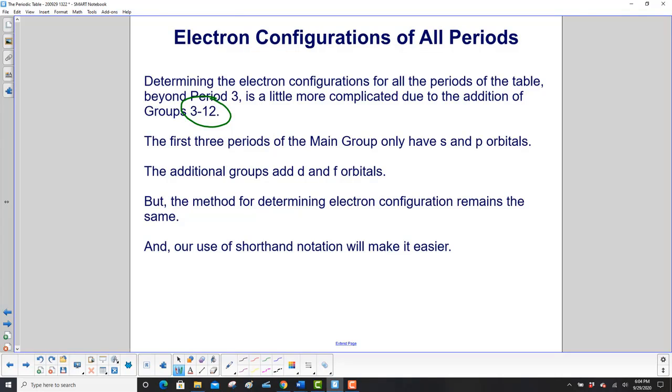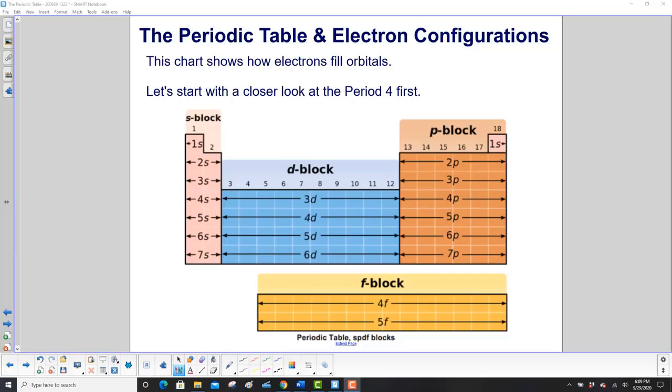The first 3 periods of the main group only have s and p orbitals. The additional groups add d and f orbitals. But the method for determining electron configuration remains the same, and our use of shorthand notation will make it easier. This chart shows how electrons fill orbitals. Let's start with a closer look at period 4 first. It's right over here.